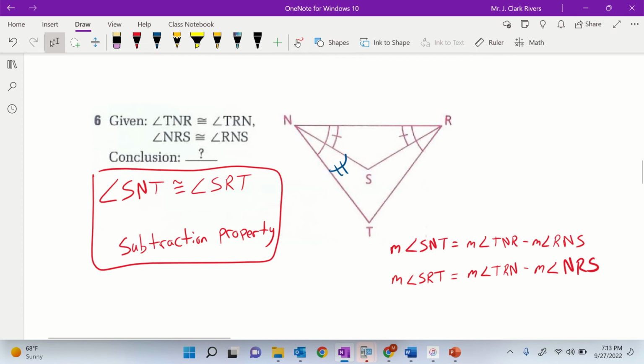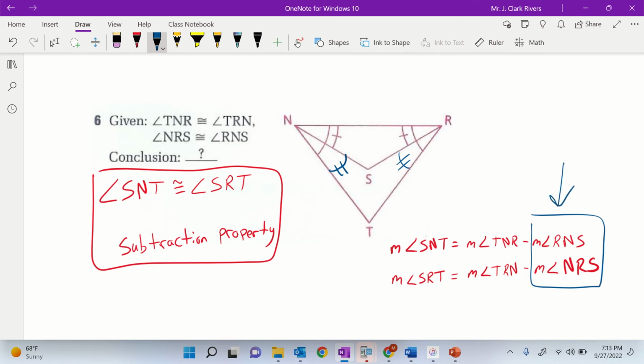So that angle, SNT, is congruent to angle SRT, which is right here. And we know those two are congruent by the subtraction property. Why? Well, we know that TNR is congruent to TRN. So those two in the blue box there, they're congruent. And we also know that these two, that'd be RNS and NRS, they are congruent as well.